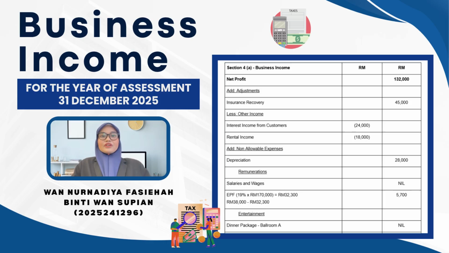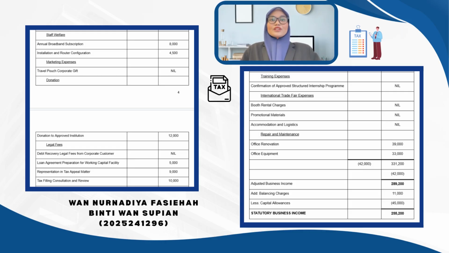Therefore, the excess RM5,700 is added back. The remaining expenses such as salaries, staff welfare, legal fee and training expenses are allowable, so no adjustment is needed. The business also made a donation to an approved institution amounting to RM12,000. This amount is adjusted separately according to tax regulation.